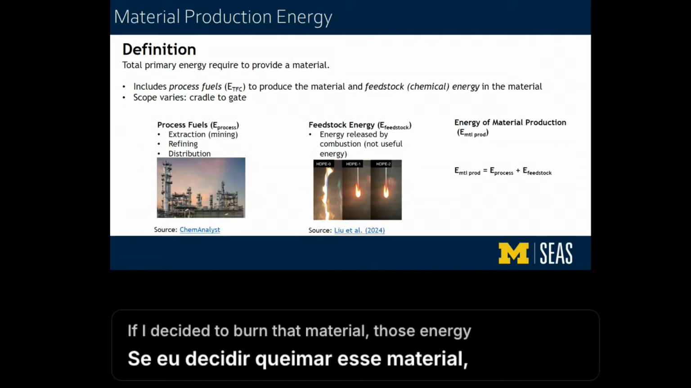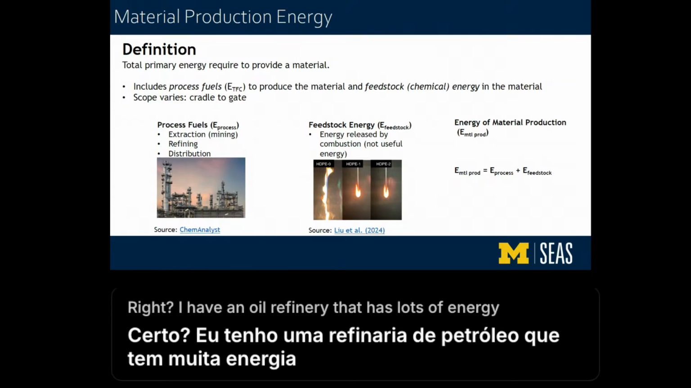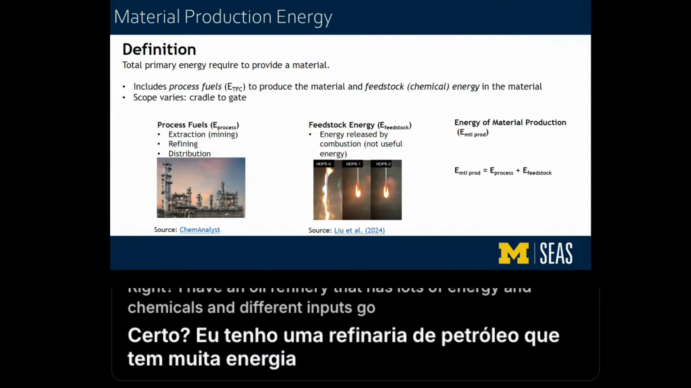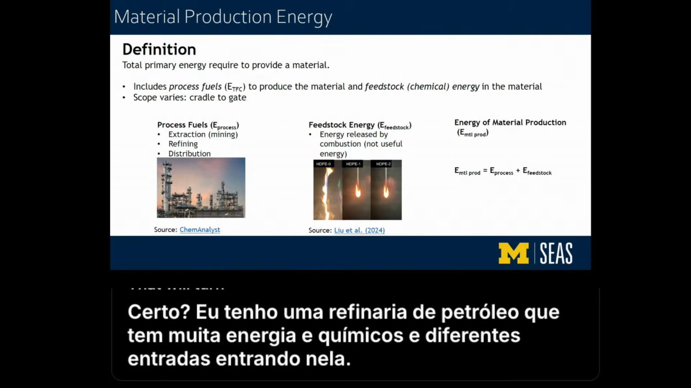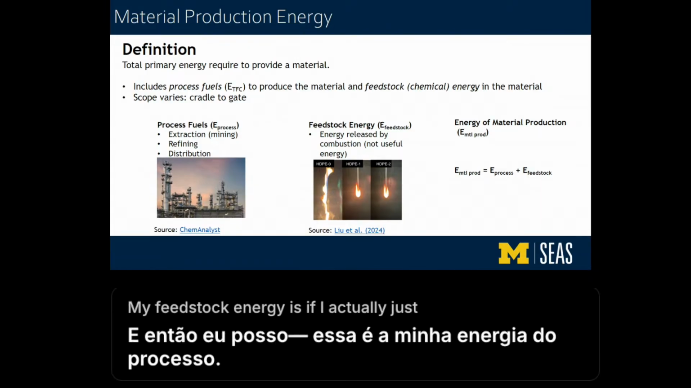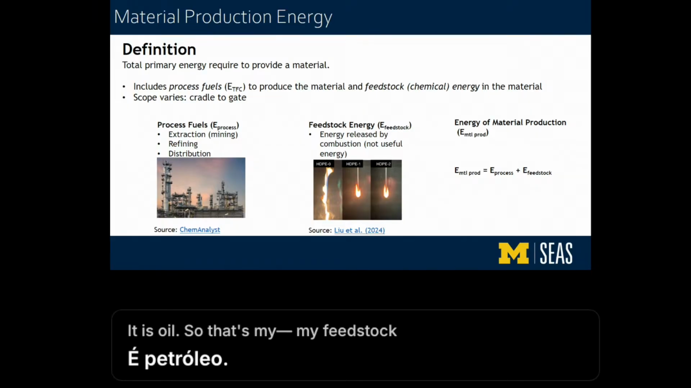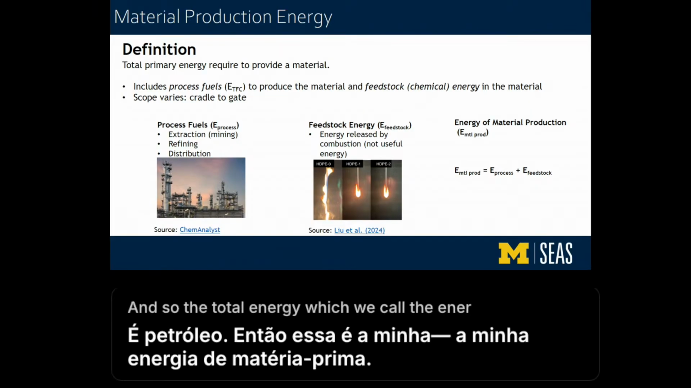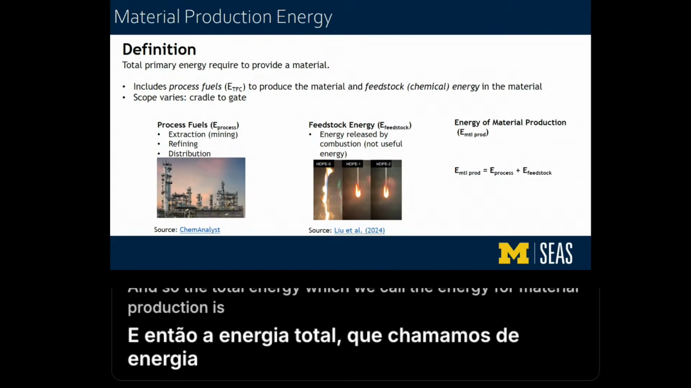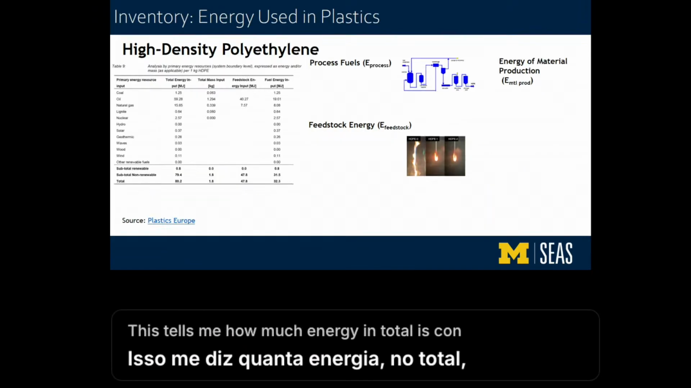So an example is a plastic, right? I have an oil refinery that has lots of energy and chemicals and different inputs going into it that will turn raw oil into various plastics, right? And then that is my process energy. My feedstock energy is if I actually just burn the plastic. There's chemical energy in there. It is oil. So that's my feedstock energy. And so the total energy, which we call the energy for material production, is the process energy plus the feedstock energy. This tells me how much energy in total is contained in producing that plastic or any material, right?